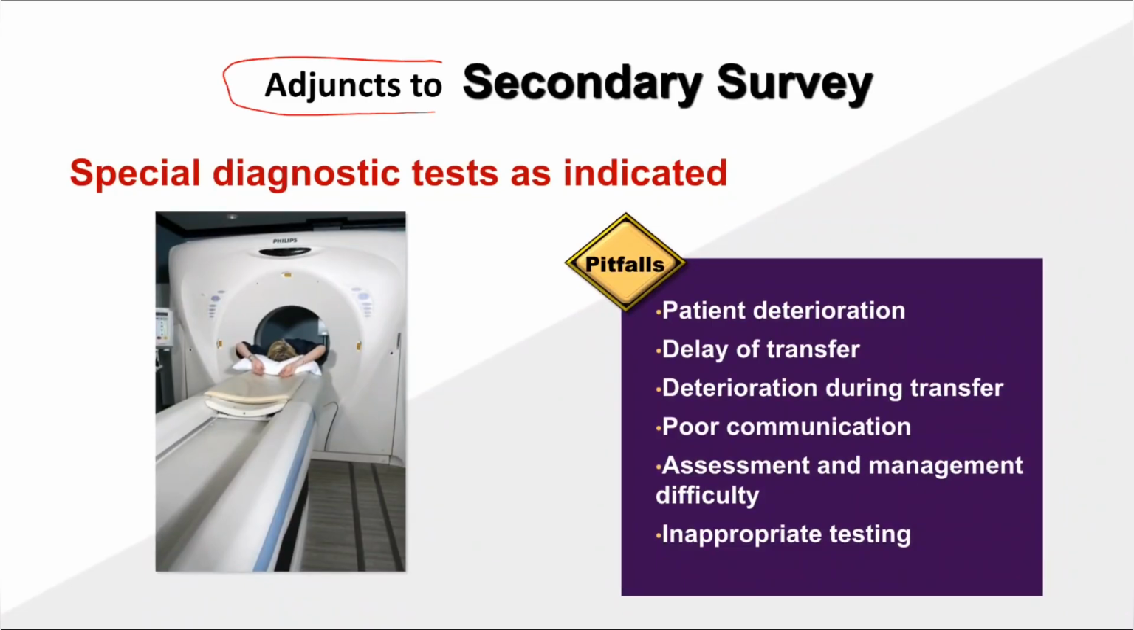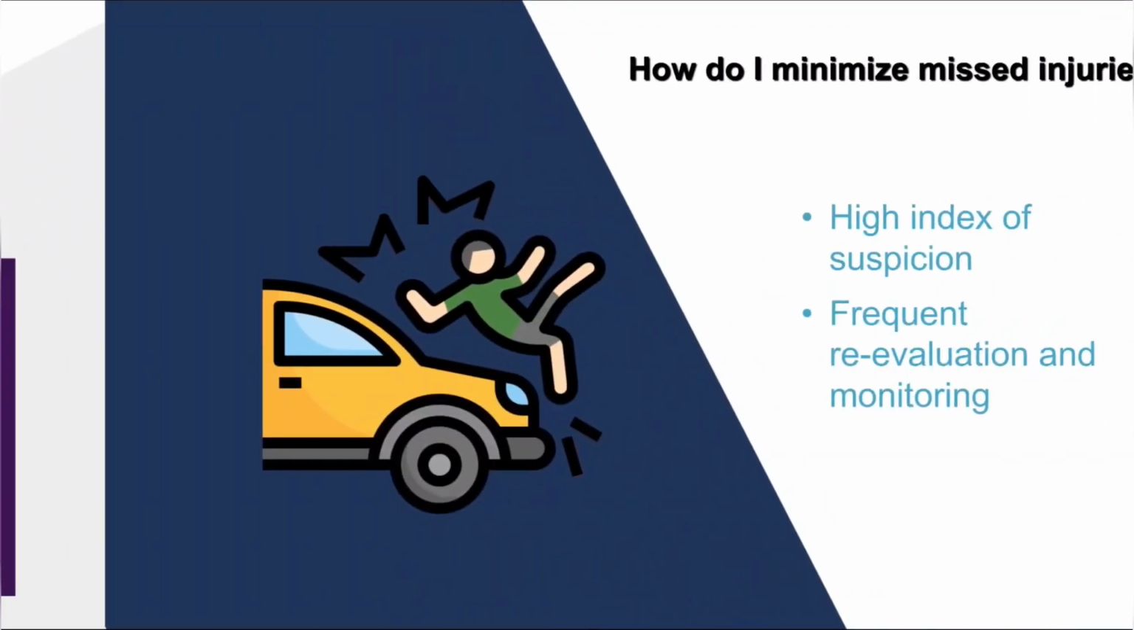So, the adjuncts to the secondary survey. Now we are using adjuncts like CT scan, MRI, endoscopy, OGD, colonoscopy. During this, the patient might deteriorate. You may delay the transfer of the patient because of this test. There might be poor communication. There might be inappropriate testing. You send for a brain CT and they do a CT of the chest. So there are many problems that happen during this. You have to be careful.